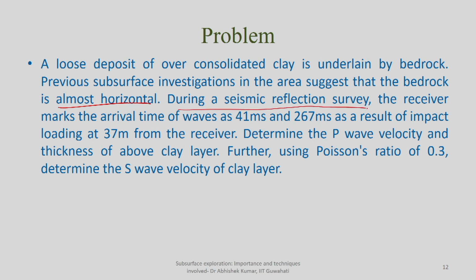During a seismic reflection survey, the receiver marks the arrival of waves as 41 millisecond and 267 millisecond. Based on the difference between the two values, you can understand the first arrival will be the direct wave, and the second arrival will be the time of arrival of the reflected wave. As a result of impact loading kept at 37 meter from the receiver, determine the P wave velocity and thickness of the soil layer, and also, using the Poisson's ratio of 0.3, determine the value of S wave velocity.